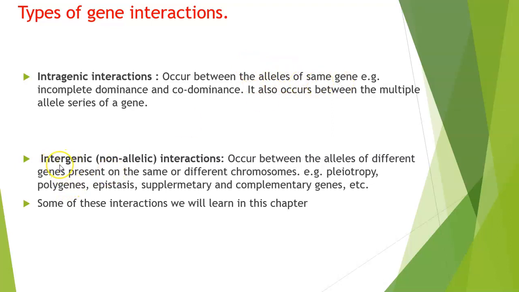Then the second kind of interaction is intergenic interaction. This is a non-allelic interaction. Why? Because it occurs between the alleles of different genes present on the same or different chromosomes. That is, you have alleles that are interacting which do not belong to the same gene. They belong to different genes and they may also be present on different chromosomes. Examples: pleiotropy, polygenes, supplementary and complementary genes, epistasis. Some of these interactions we will learn in this chapter.